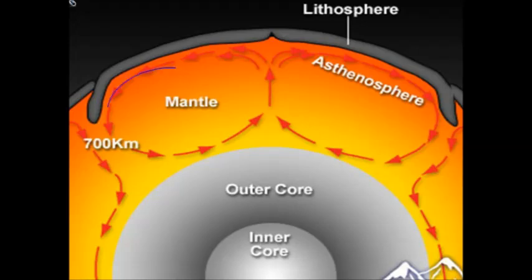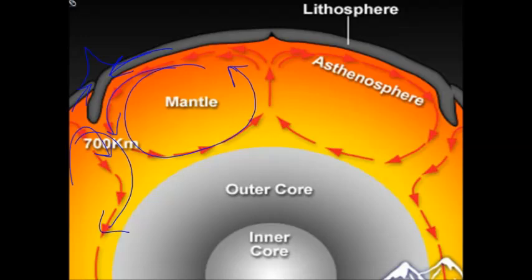Here's a convection current going in this direction. The one next to it is going in that direction. So here this piece of crust and this piece of crust are coming together. And when that happens, it pushes up mountains. And that again is happening because the convection current is moving in this direction.